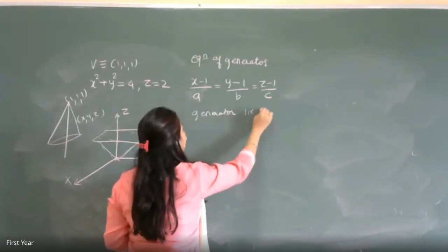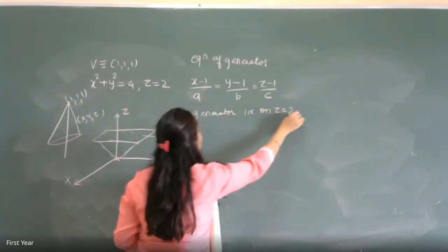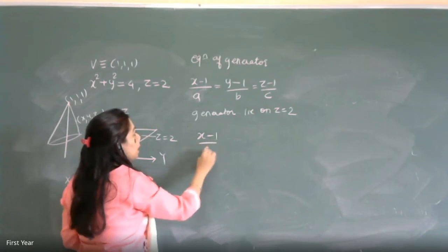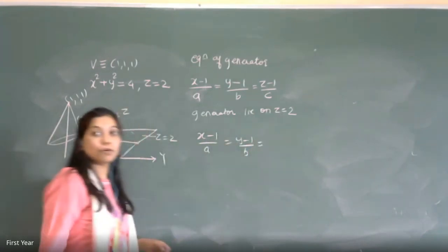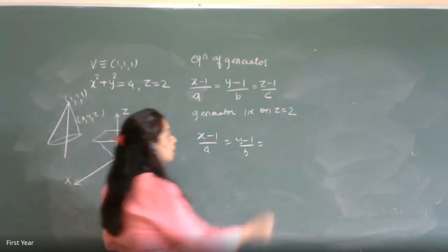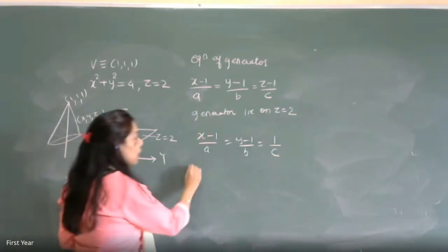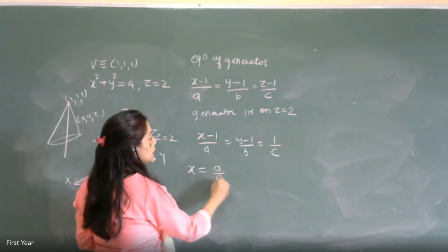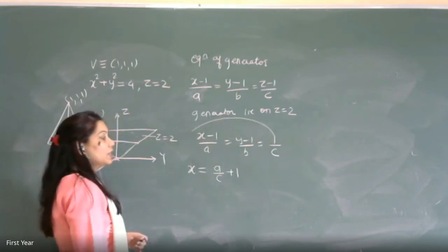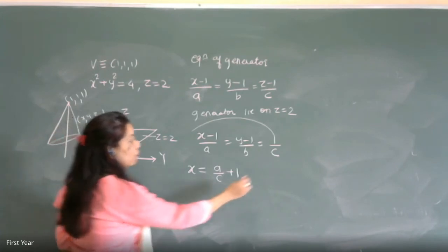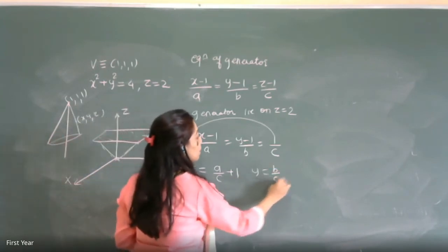Generators lie on z is equal to 2. Therefore, what I get is (x minus 1) by a is equal to (y minus 1) by b is equal to (2 minus 1) by c. That's 1 by c. So what is x? x is equal to a by c plus 1, comparing this. And y is b by c plus 1.